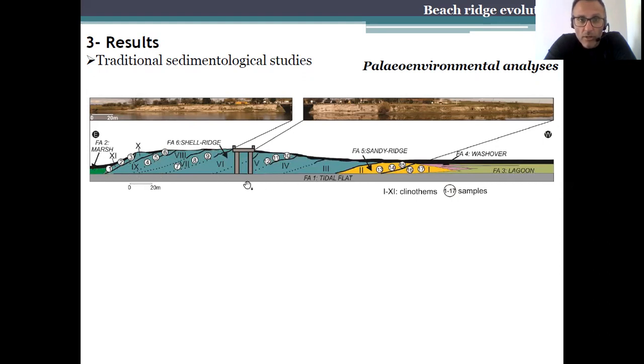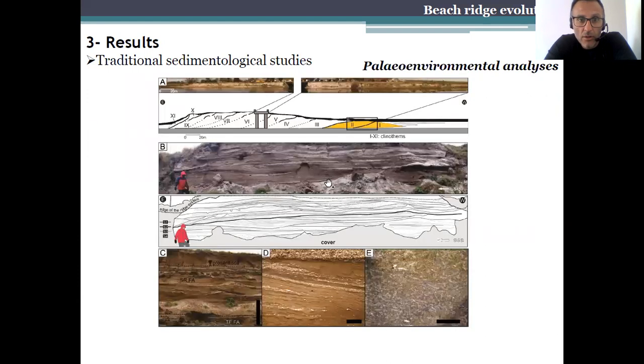I will concentrate this presentation just on the ridge, which you can see is subdivided into 11 clinothems by these surfaces that are clinoforms. The numbers from 1 to 17 mark the different samples that we used for the characterization of the ridge. And the samples are concentrated on some particular surfaces that are very well exposed in the field.